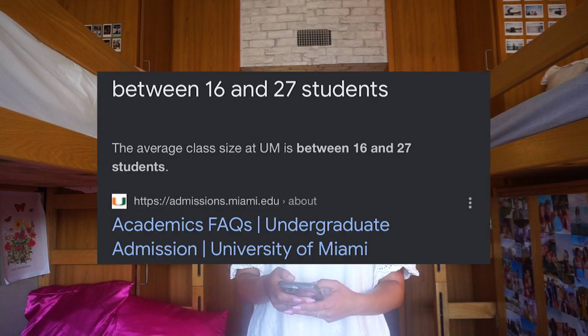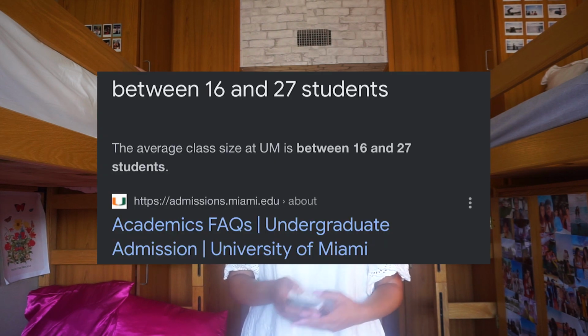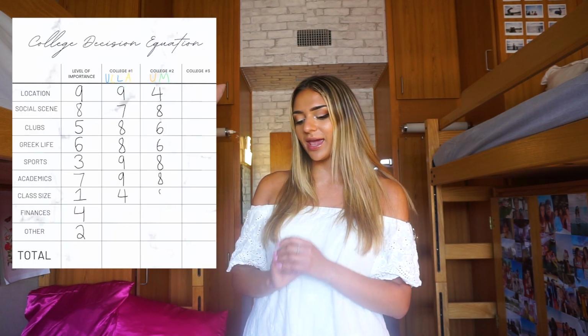So the school reports 48% of classes with less than 20 students. The overall average for UMiami is between 16 and 27. I also heard, just because, once again, the private versus public thing, most of the classes at UMiami were smaller. In terms of class size, I was thinking it would be better to have a smaller class, and therefore the UMiami stats are looking a bit better than the UCLA ones. I'm gonna give UCLA a 4 and UMiami an 8.